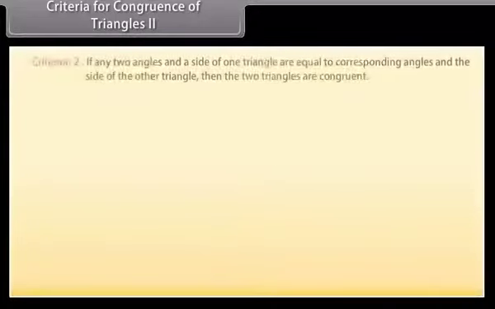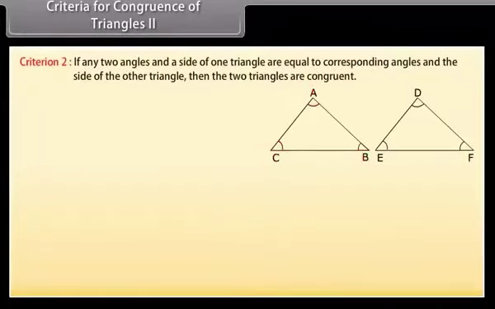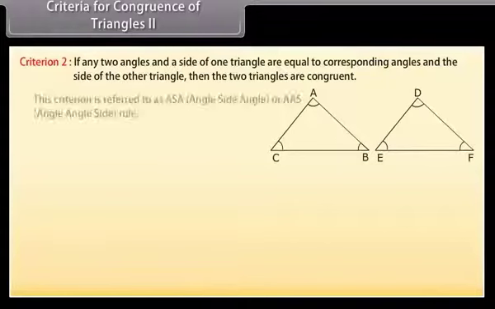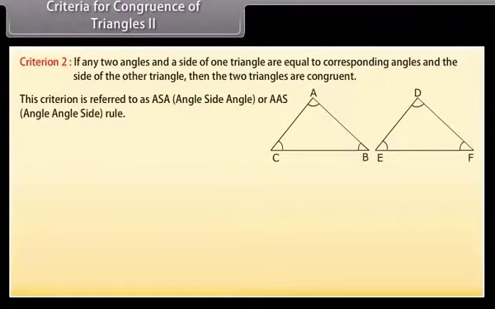Criteria for congruence of triangles 2. The next criterion for the congruence of triangles is that if any two angles and a side of one triangle are equal to the corresponding angles and side of the other triangle, then the two triangles are congruent. This criterion is referred to as ASA, angle side angle, or AAS, angle angle side rule. Let's solve an example now.